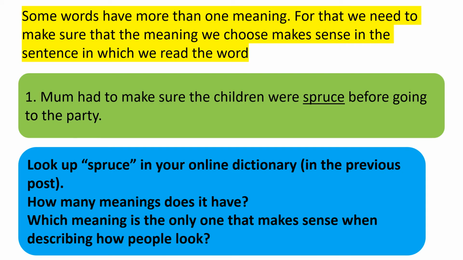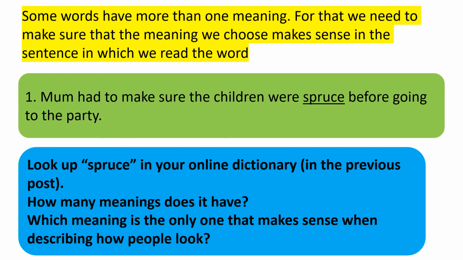Some words have more than one meaning, and we need to make sure that the meaning we choose makes sense. You might notice that some words have got a couple of meanings. So, Mum had to make sure the children were spruce before going to the party. You're going to look up the word spruce for me in your online dictionary. If you go back in the PowerPoint a couple of slides, you'll find the online dictionary. How many meanings does that have?